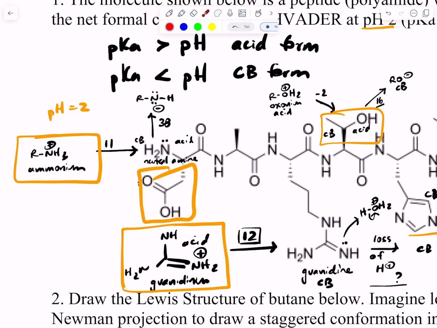So think of the pKa as the tipping point. If pH is lower than pKa, the proton is still on. If pH is higher than pKa, the proton is off.